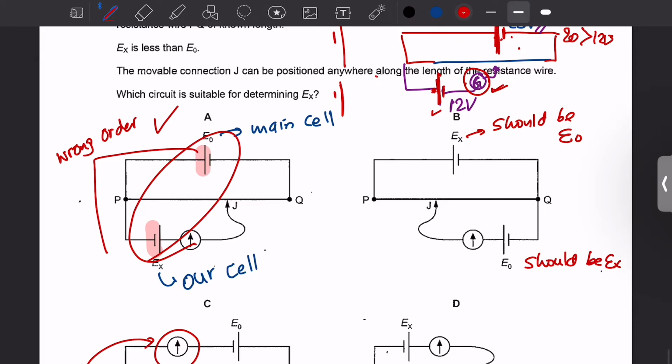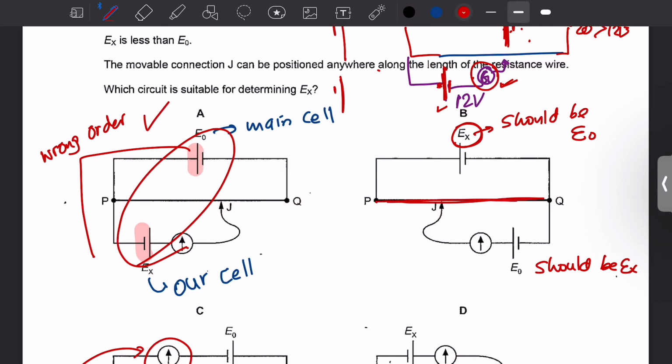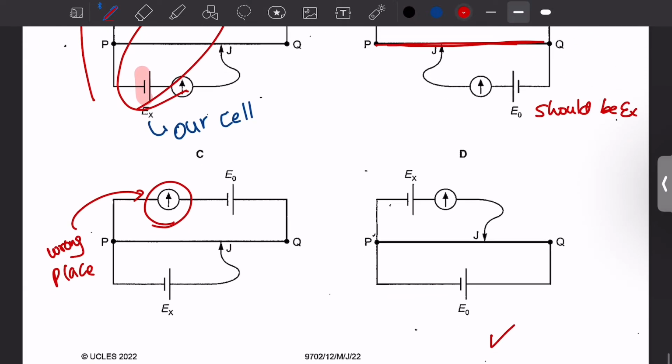B, the problem is this is the smaller cell. See, this should connect to the bigger cell, so this is also wrong. Look at this one. This seems good, but see the pattern order, I mean negative to positive, good, and this one is the bigger one, this one is the smaller one. The second condition is also satisfied, but the problem is the galvanometer should be on the flying lead, not here. So this is also wrong.